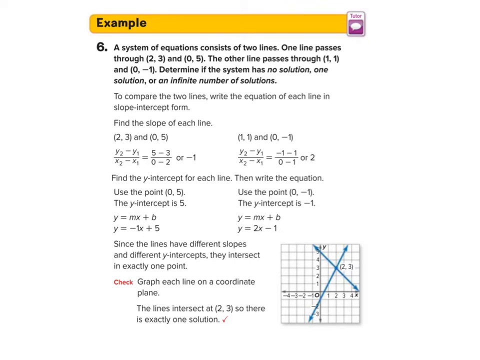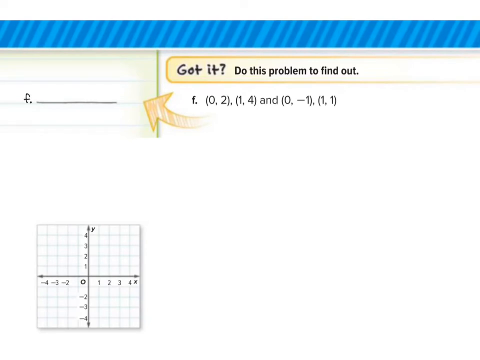Then we graph. The lines intersect at (2, 3). So there's exactly one solution, and that solution is (2, 3). Let's try one on our own.